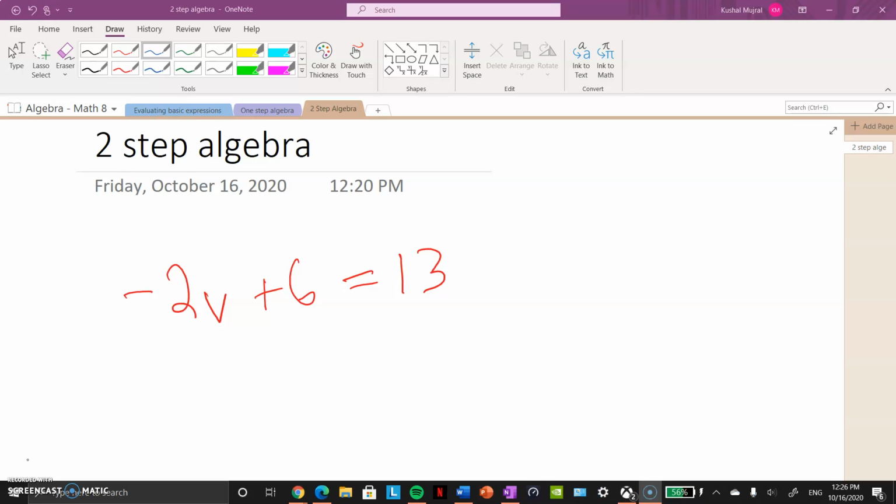Welcome to two-step algebra. So let's take a look at this question over here. Negative 2v plus 6 equals 13. So first we're going to write out what we know. We know SAMDEB.